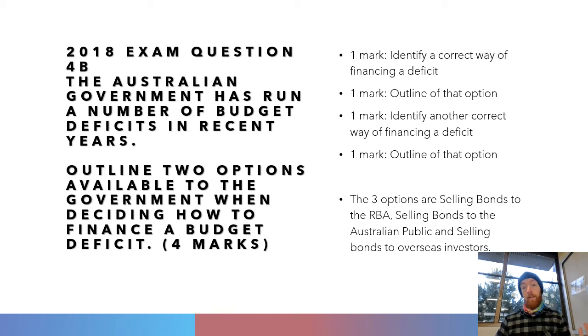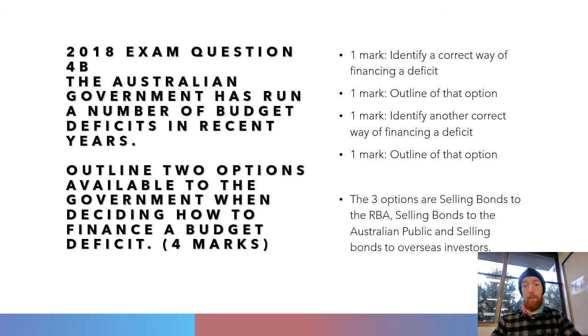And so this is 2 lots of 2 marks here. So one for identifying a correct way of financing a budget and one for outlining what that option is. There's 3 main options that you should talk about based on the theory that we do, based on the key knowledge: selling bonds to the RBA, selling bonds to the Australian public, and selling bonds to overseas investors.